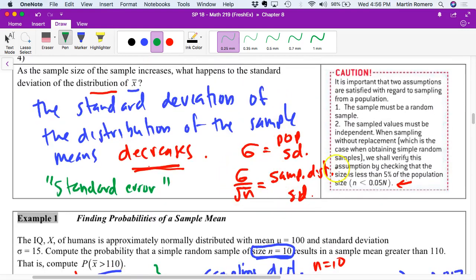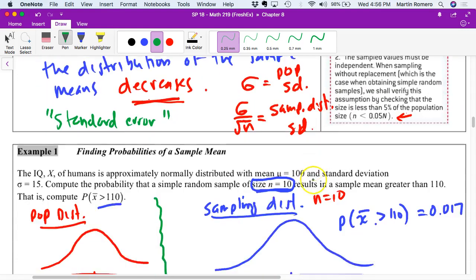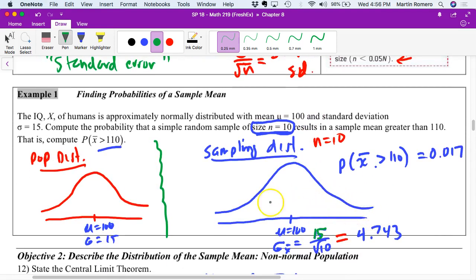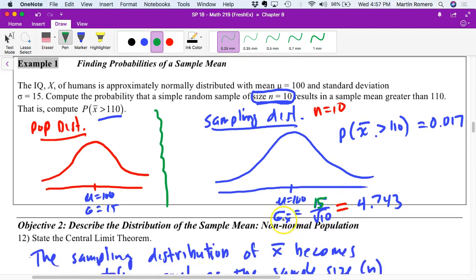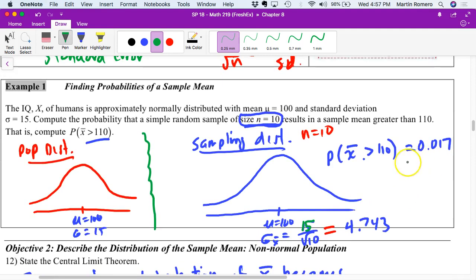That is our adjusted standard deviation for a sampling distribution. In this case, the standard error, or the standard deviation of the sampling distribution, is 4.743. Now what's the probability that we have a mean value greater than 110? It's 0.017. Where do those numbers come from?